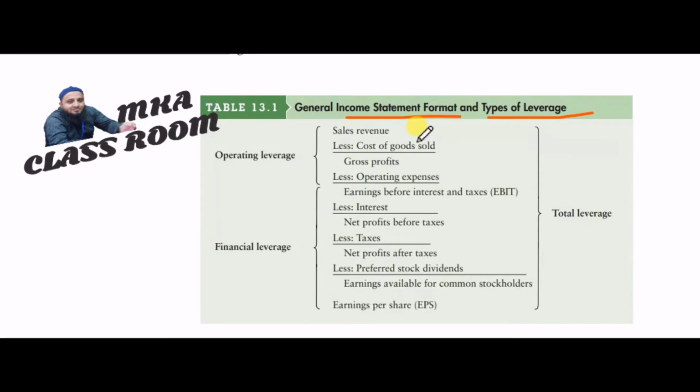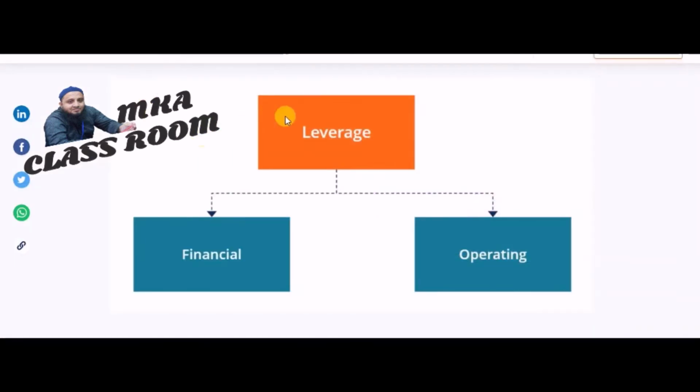Then we get the EPS, and all of this is related to the total leverage. Sales to EBIT is related to operating leverage. EBIT to EPS is related to the financial leverage. We know that leverage has two types, operating leverage and financial leverage, and the combination of these two leverages is called total leverage.